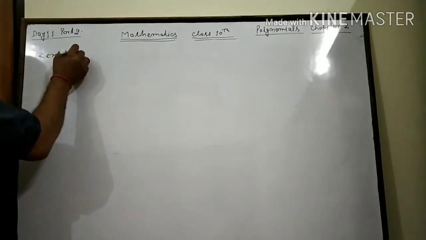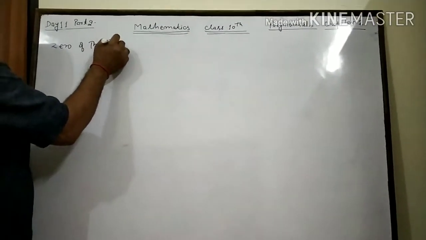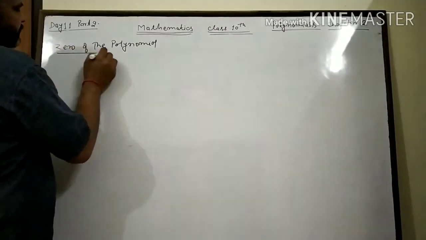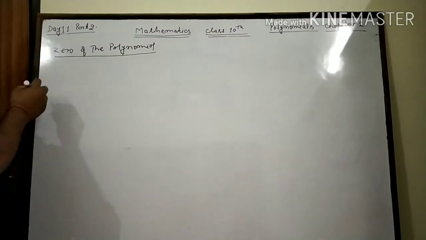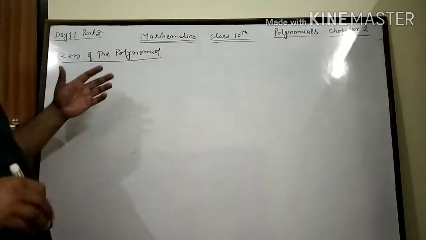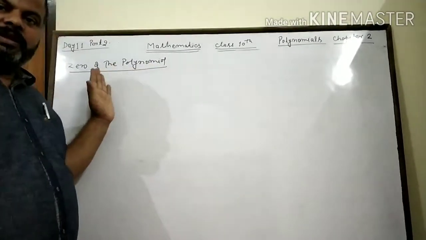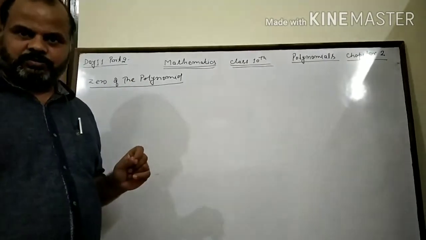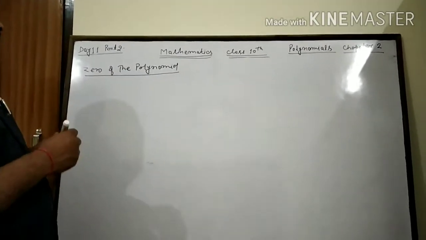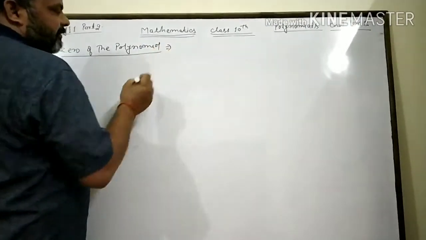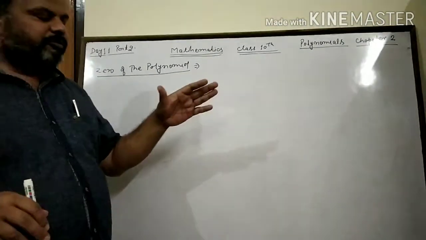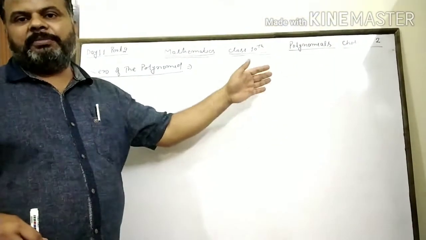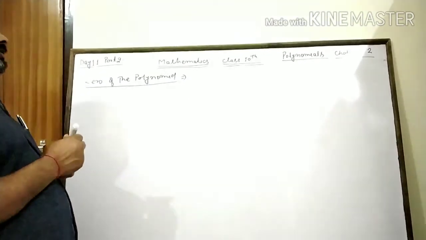Zero of the polynomial. See, zero of the polynomial and zero polynomial are both different. In zero polynomial, as you discussed in the previous class, the coefficient is zero. Clear? And zero of the polynomial means we can find a particular value such that when this value is put in the polynomial, the polynomial becomes zero. It's called the zero of the polynomial.